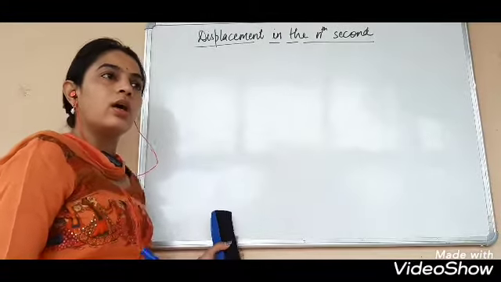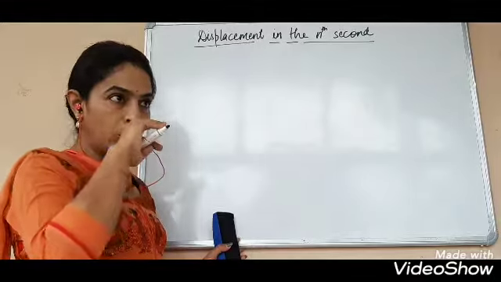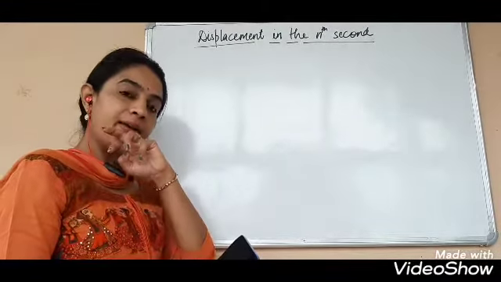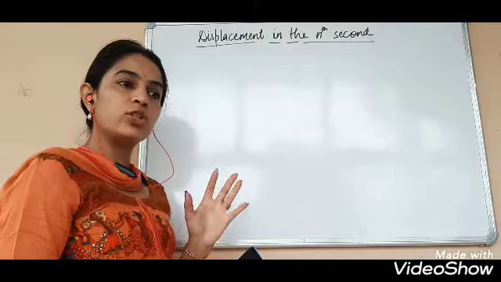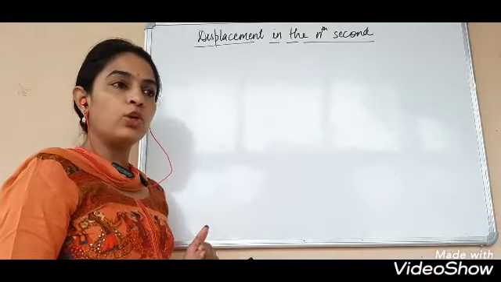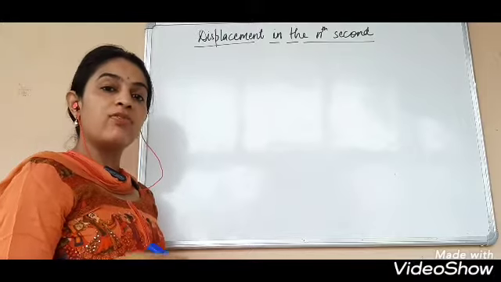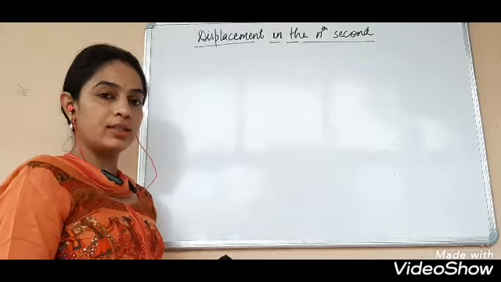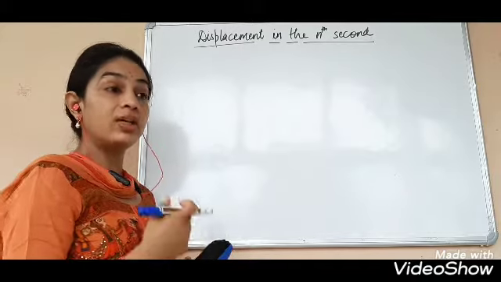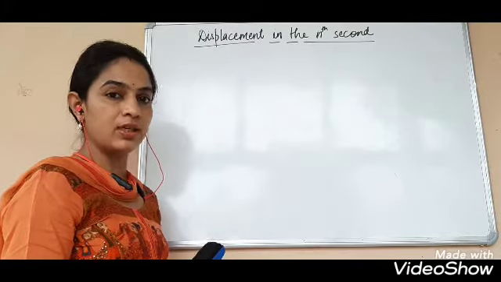Remember children, whenever we want to find direction of motion, if distance or displacement is given, it is never enough. You have to find velocity. If velocity is positive, or greater than 0, that means the direction of motion is in the positive direction.